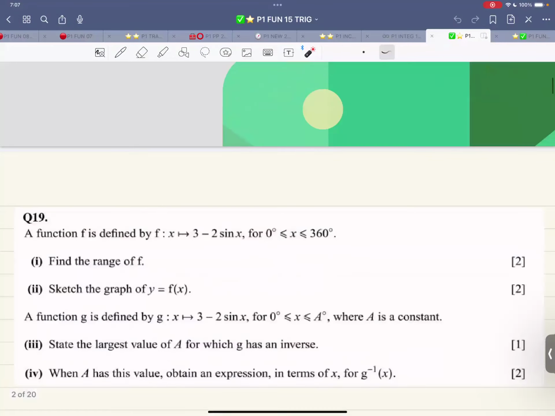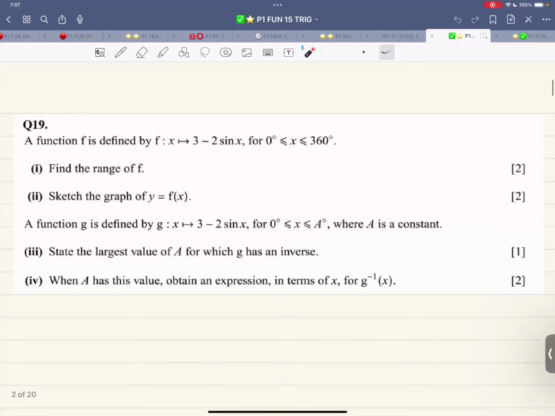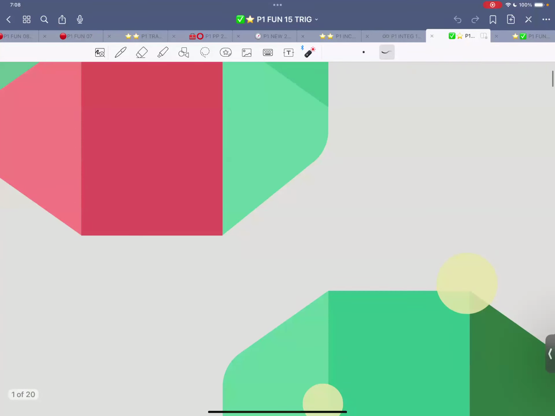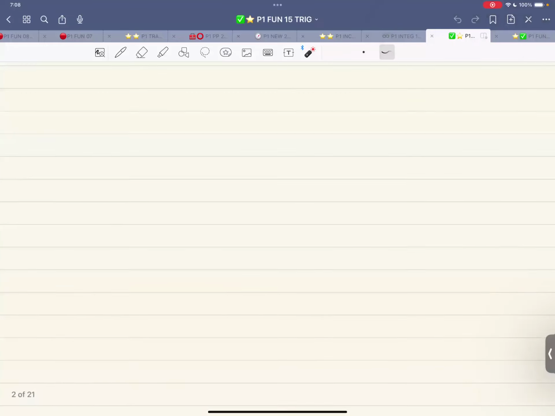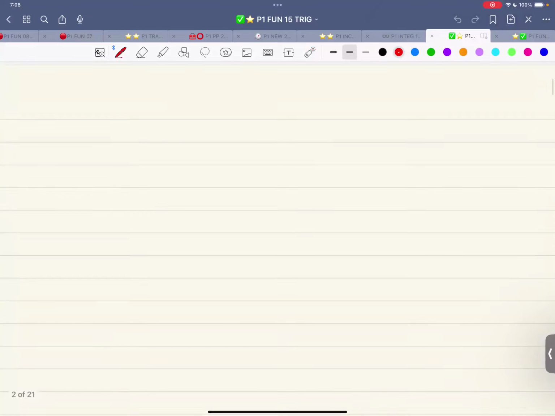Now, when we talk about trig functions, we talk about questions like these that you see on the screen. It's about a trigonometric function for a certain domain. They could be asking about range. They could be asking about the sketch of the graph. They could be asking about one-to-one and all these things, and an expression for G inverse. So let me just add a page over here, and let me write down a few things related to functions that we have studied.